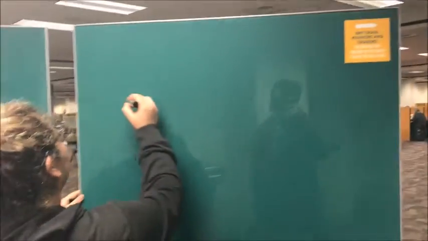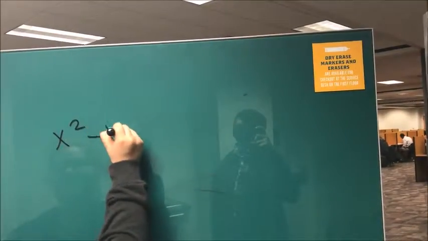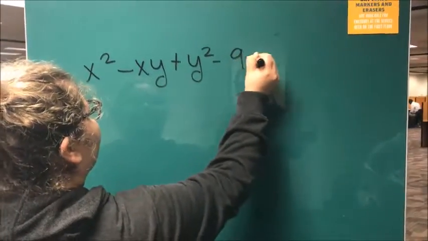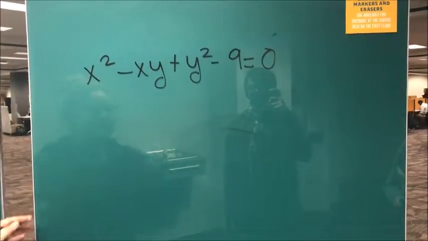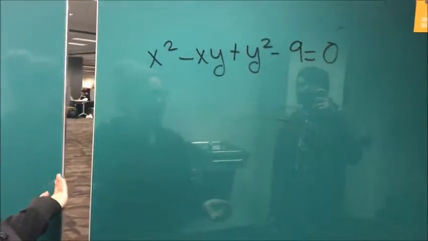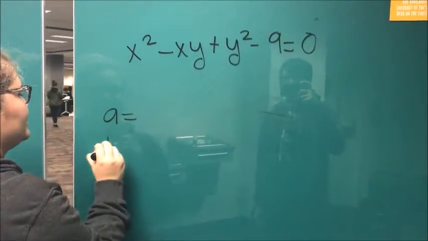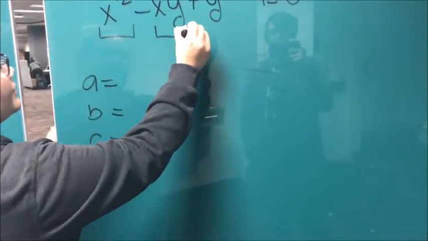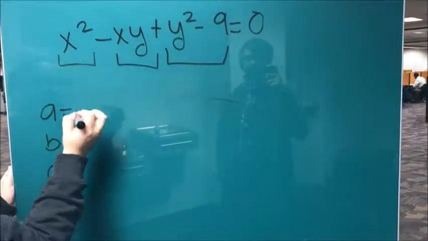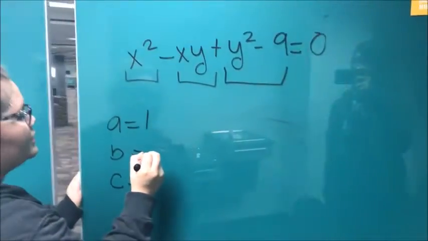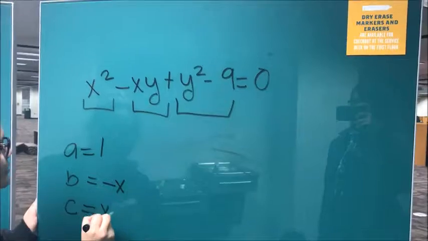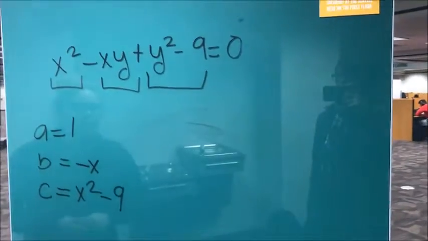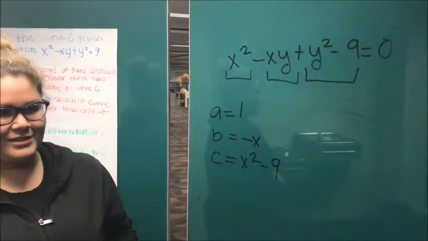First, we're going to get our equation and set it equal to 0. And then, since we're going to use the quadratic formula, we need to solve for our variables, so A, B, and C. A is going to be 1, B is going to be negative x, and C is going to be x squared minus 9. And this is because we're solving for y with respect to x.